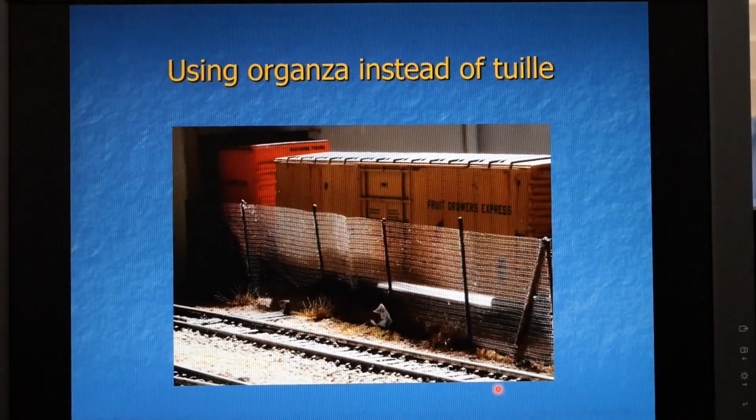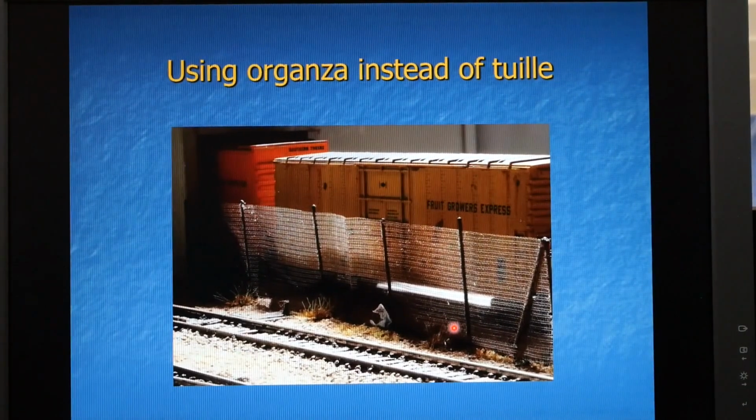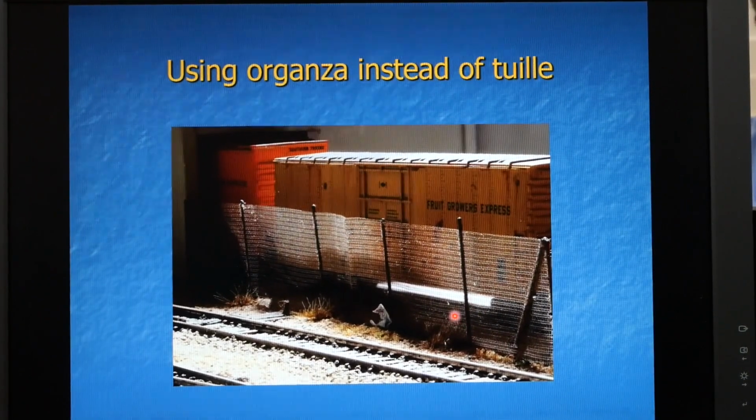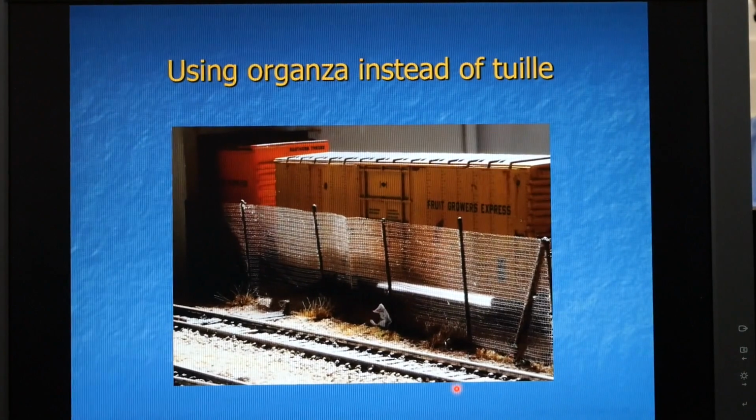Here's another example of it. And in this case, they've used organza instead of tulle. Organza gives a square cut pattern, which looks a bit thicker and denser than the tulle. Tulle gives that hexagonal cut.